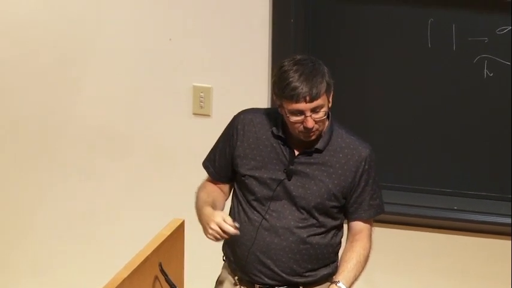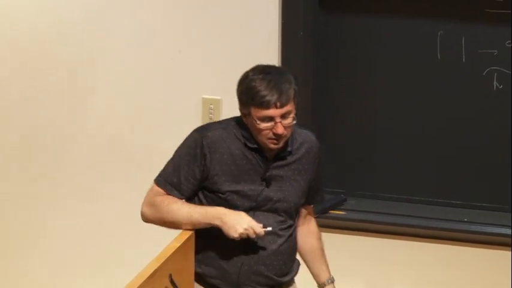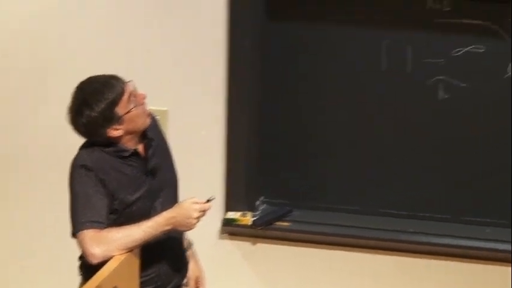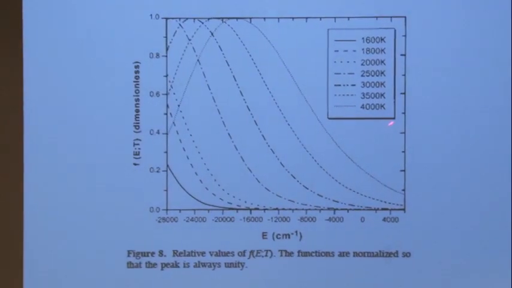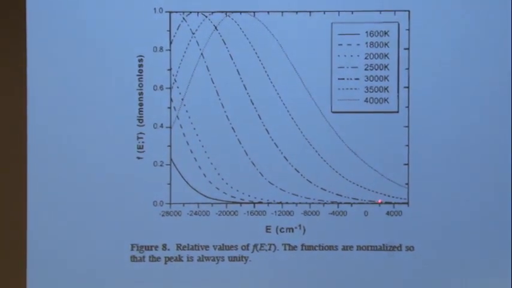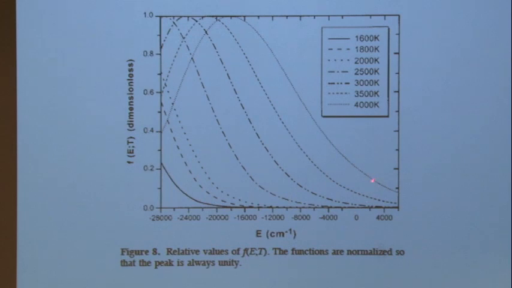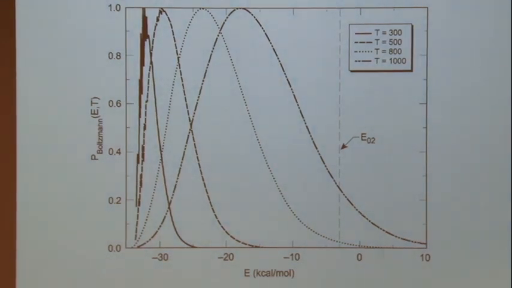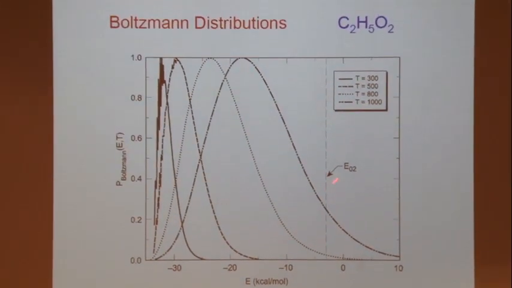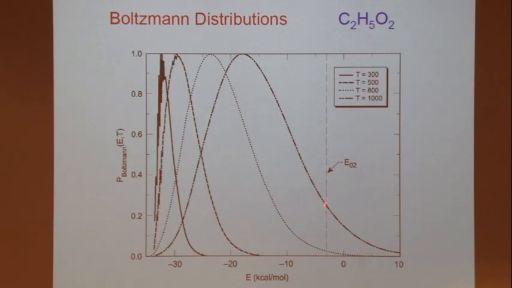And so here's a picture, for methane, of how the Boltzmann population changes shape as you increase the temperature. So you can see when you get up to 4,000 Kelvin, you have a significant fraction of the population above the dissociation limit for methane. If you do it with a peroxy radical, even at 1,000 Kelvin, you already have a big fraction of the population that is above reaction barriers. And so this is a problem.